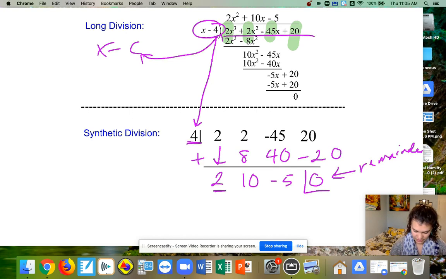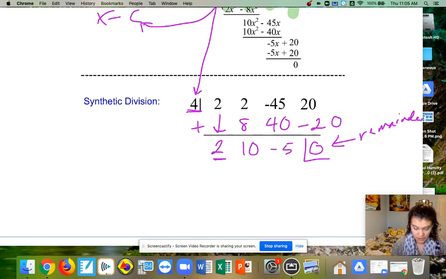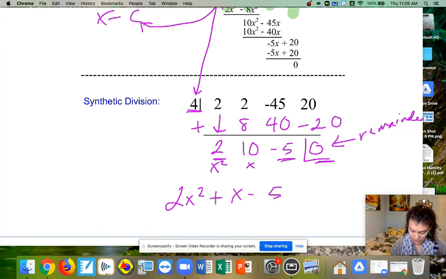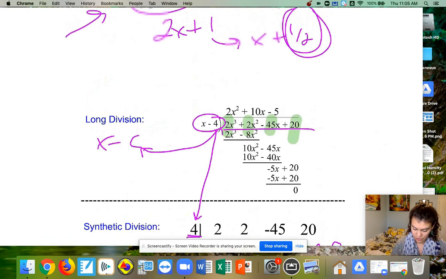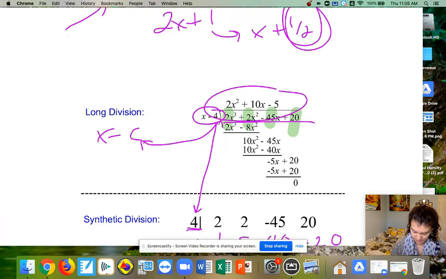So then how you get your answer is you want to kind of work backwards. So this is your constant term. This would be the x term. This would be the x squared term. And then you can write that out. So we'd get 2x squared plus x minus 5. And then the remainder is 0, so we don't need to do anything with that. And that's your answer. And it should match what you have up here.